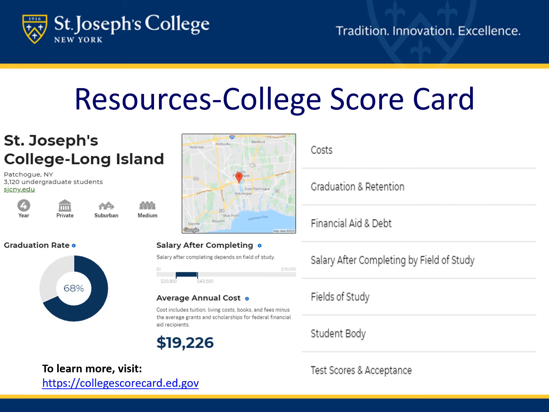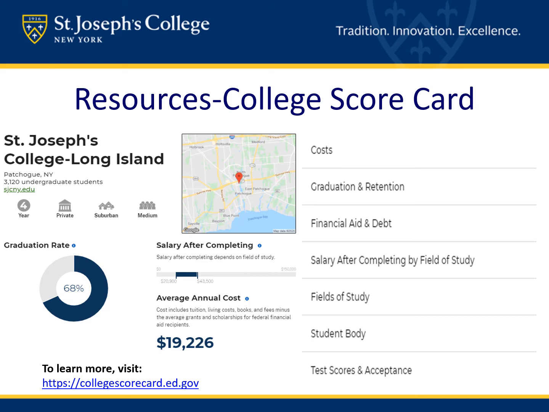You want to know that the school you're picking is doing a fairly good job of getting students to complete their degree in a timely manner, because if they're not, it could cost you an extra semester or an extra year, or you might not perhaps finish the degree at all. So these are important things to look at.